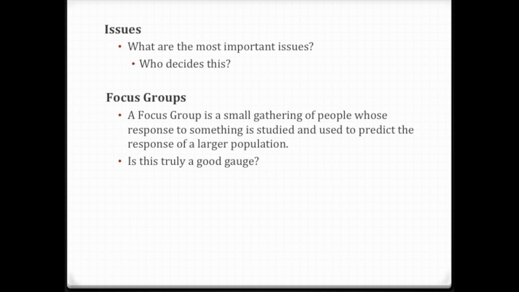So we take 10 kids from ninth grade, 10 kids from 10th grade, 10 kids from 11th grade, and maybe 15 kids from 12th grade. And we ask them questions. And what this focus group does is their information is then used to predict the responses from all the kids in ninth grade, all the kids in 10th grade, all the kids in 11th grade, and all the kids in 12th grade.